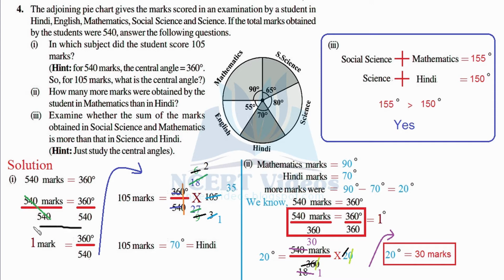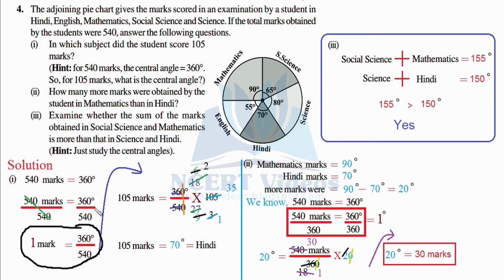Now this is for 1 mark. We got the value for 1 mark. That is, we performed the unitary method on mark. If you had performed it on degree measure, that is dividing both sides by 360, then you would have deviated from your aim, because we need to find in terms of marks. Now it is simple. 1 mark means this much fraction. So 105 marks would mean simply multiplying both sides by 105 marks. Again, this will not change our value.